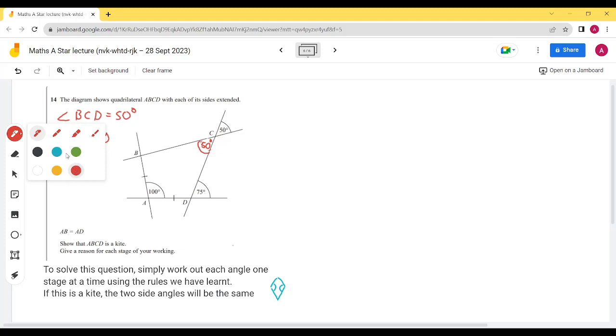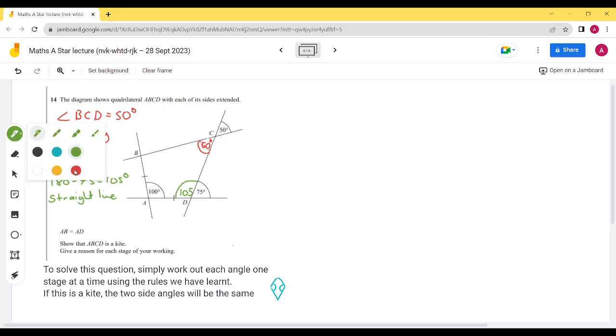And now we can work out this angle here as well, which would be ADC. So angle ADC equals 180 minus 75 equals 105 degrees, which is angles on a straight line, or angles in one place on a straight line equal 180. So that's two of our angles sorted.